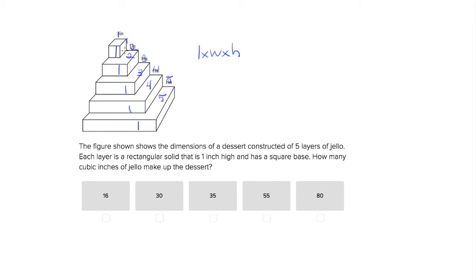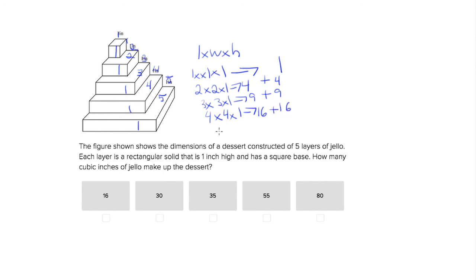So our little one, remember, is 1 times 1 times 1. And so we know that that's 1. So we want to add 1, and then we have 2 by 2 by 1, 4. So 1 plus 4, 3 by 3 by 1. That's 9, plus 9, 4 by 4 by 1, 16, and 5 by 5 by 1. That's the bottom. So that's 25.